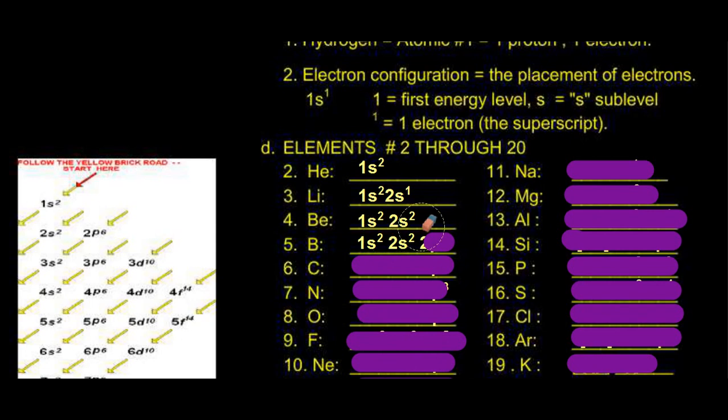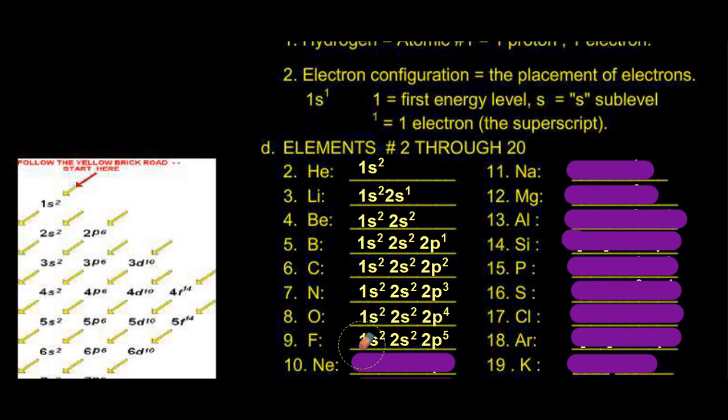Then we jump across the gap, and we start the P block. It's the second energy level with the P, with the first electron in the P sublevel. Carbon, which we did earlier, is going to be 1s2, 2s2, 2p2. Nitrogen would be 1s2, 2s2, 2p3, and then on across all the way to 2p6 when we get to neon.